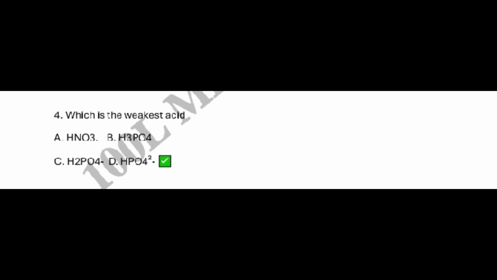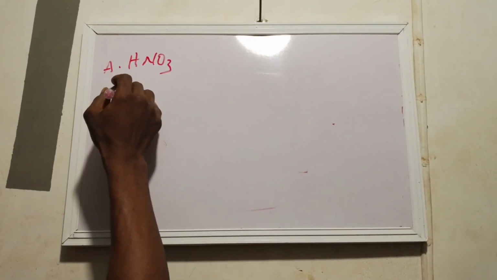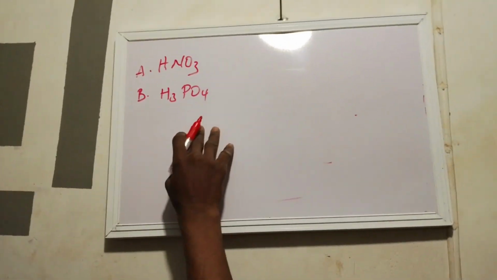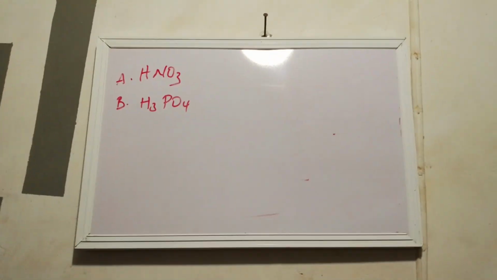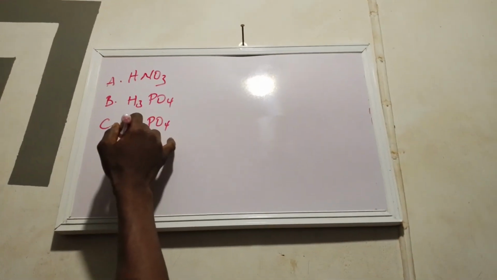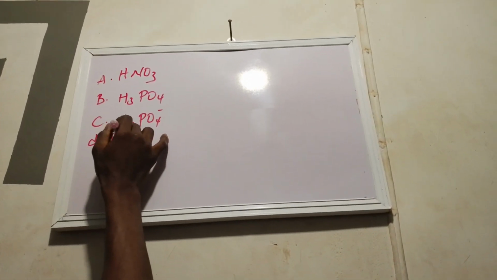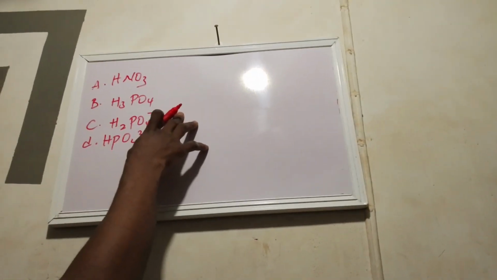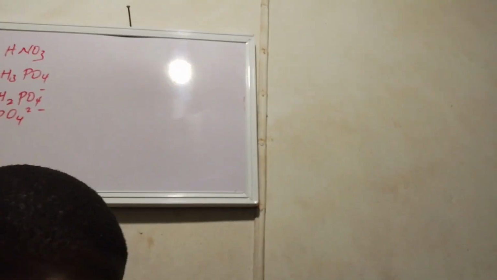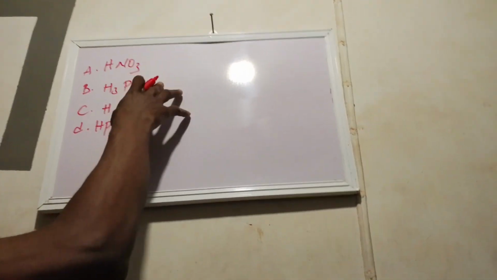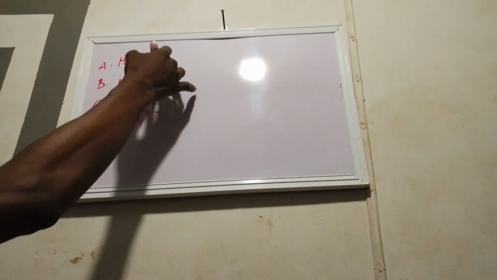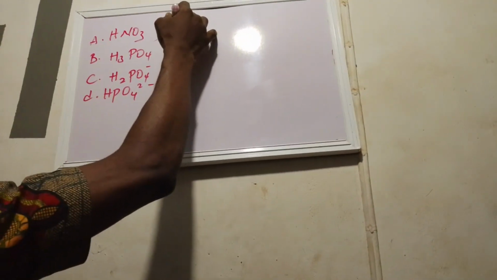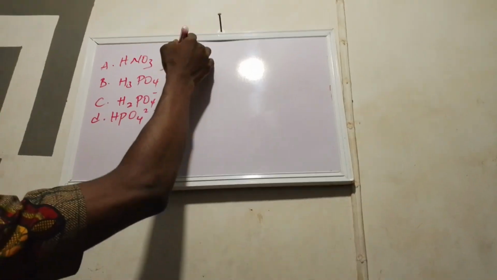Then the next one is phosphoric acid. So we have H3PO4, that is hydrogen tetraoxophosphate 5, we have H2PO4 minus, that is tetraoxophosphate 6, and then we have HPO4 2 minus. Phosphate acids are usually weak acids. So you also have to have knowledge of those elements and the kind of acid they form. So phosphoric acids are weak acids.